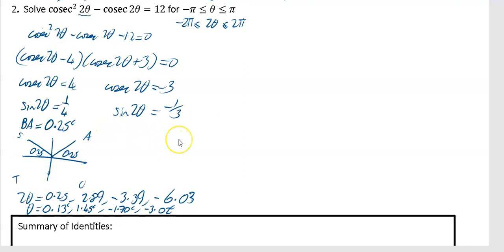Okay, just got to do the other one then. I'll just write that one out again just to make it a wee bit clearer. Sine 2 theta is equal to minus 1/3.